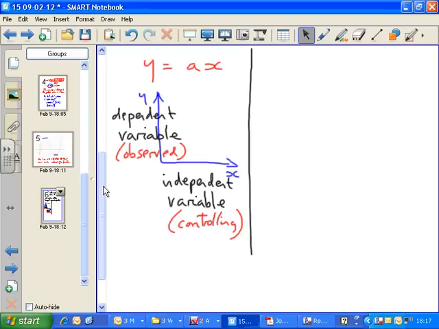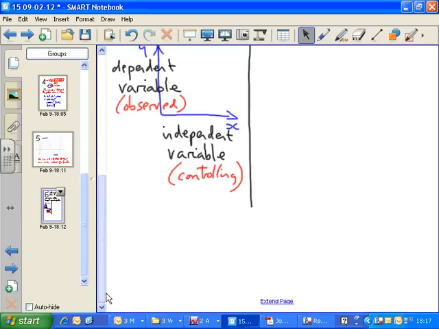People confuse the independent variable with keeping things constant. That's not what it means. The independent variable is the one that we control. The dependent variable is the one that we observe. All the others are kept constant. So that's in a scientific scenario. In engineering, you'll often use this format because it lends itself perfectly to a graph.